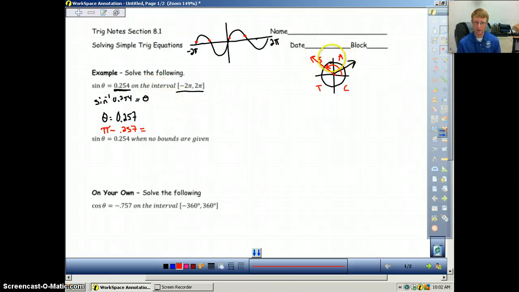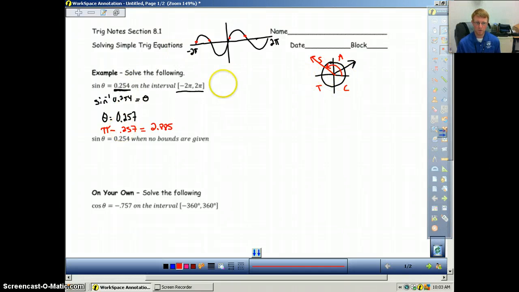And you realize, again, sine is positive in the top right quadrant and the top left quadrant, so this is the other reference angle we're looking for. So we have pi minus 0.257 equals 2.885. So that is our second theta that works. Now, real simple, these are the two values we would get if we started at 0 and went all the way to 2 pi. The easy part about this is, if we wanted to go from 0 to negative 2 pi, we would just go in the reverse direction.